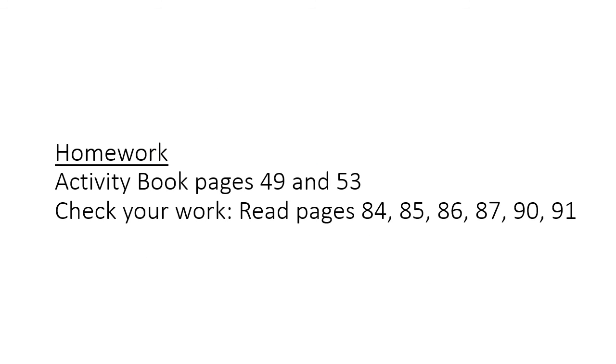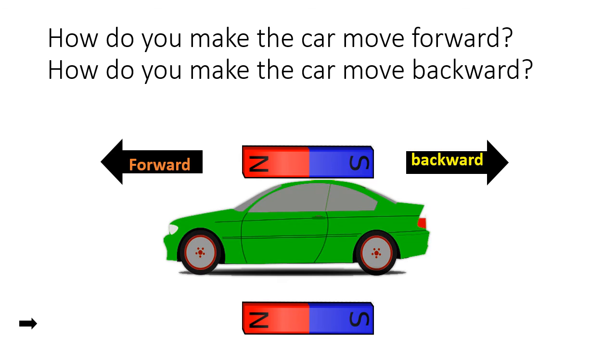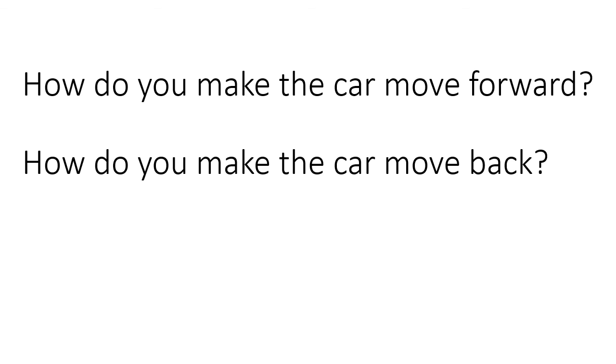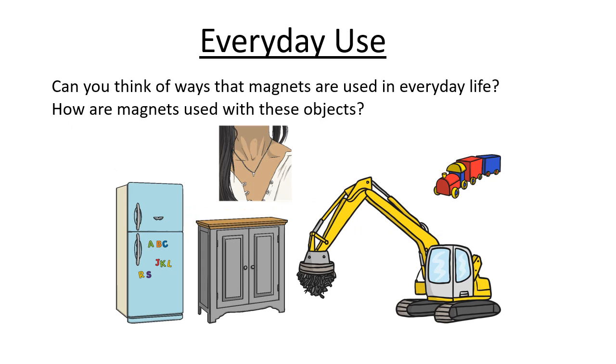And these are extra slides, other activities, other questions to extend your thinking. And this is extra information about American coins and the metals that they're made of. They're actually mixed metals. And this slide prompts you to think of other ways magnets are used in everyday life.